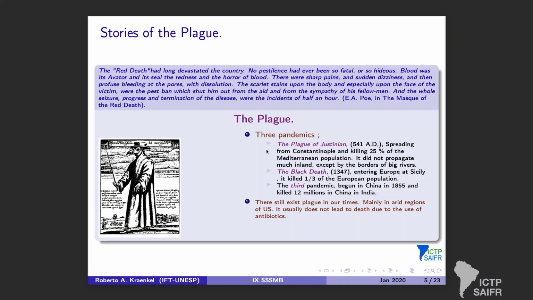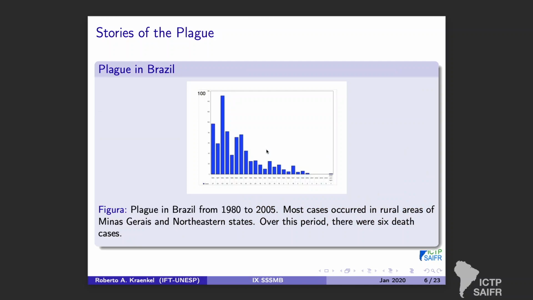And then there are some deaths occurring in some remote towns of Kazakhstan. I think I have here plague for Brazil, so there was, I mean, not so many, but in rural areas, northeastern and Minas Gerais, and this is the number of cases, but over this period only 6 persons died, and I don't think there have been other cases after that. So, very good.